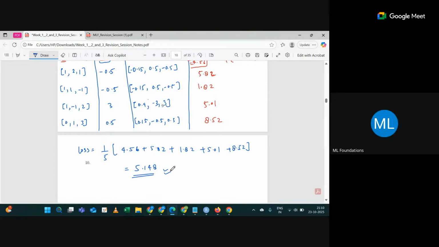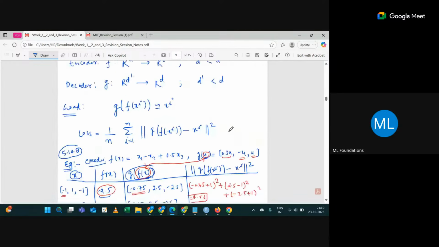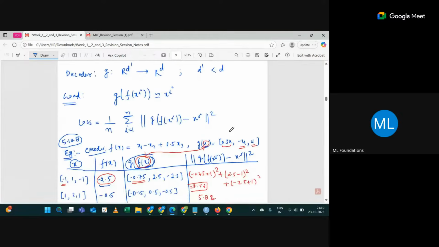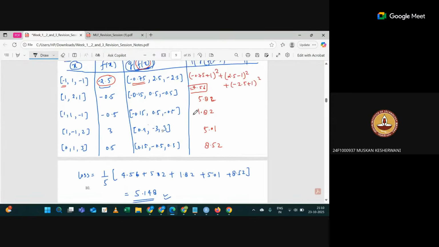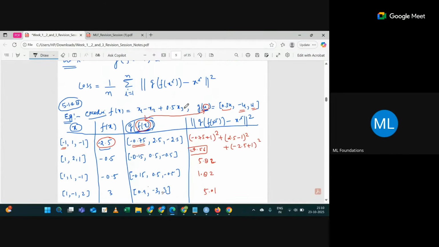Okay, so what I'm trying to say, you got the idea, right? How to calculate the loss in case of dimensionality reduction? Yes or no? Sir, please explain the last column. We have to do g of f of xi minus xi. So just try to understand.